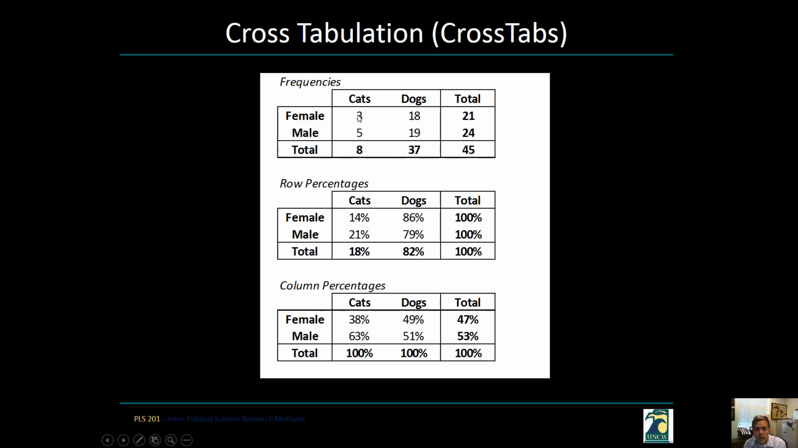So here we have 3 people that are female that prefer cats, 5 that are male and prefer cats, and so on and so forth. So again, we can do row and column percentages when we have these cross tabulations, or sometimes we just call them cross tabs. So here, I'll point to the number and think of the sentence that describes this, all right? So circle this 86%. What does that 86% mean? Come up with the sentence on your own.